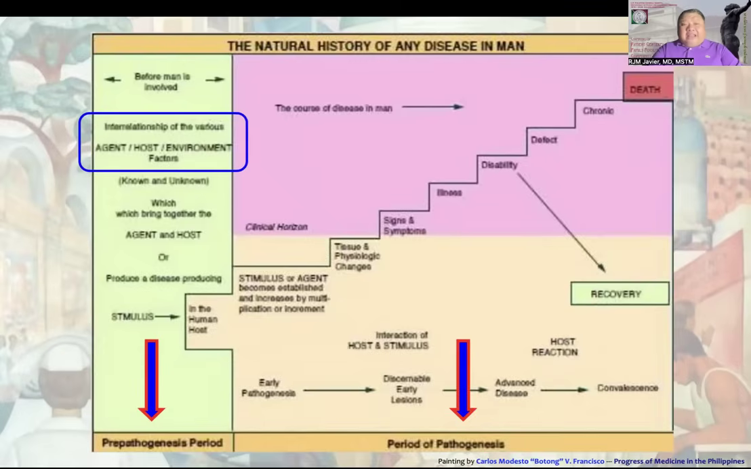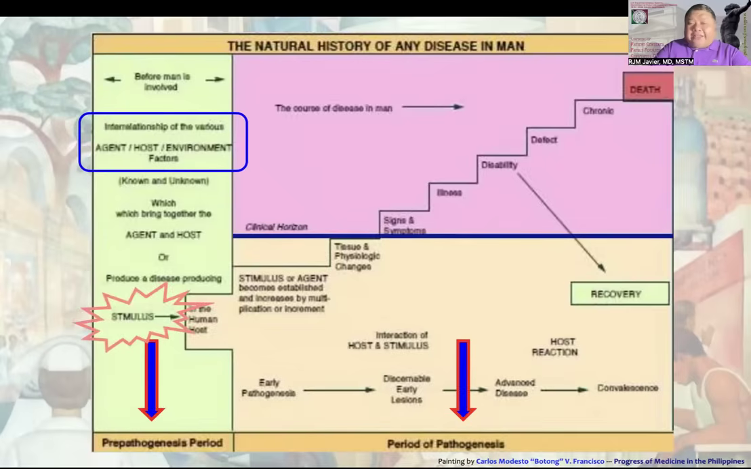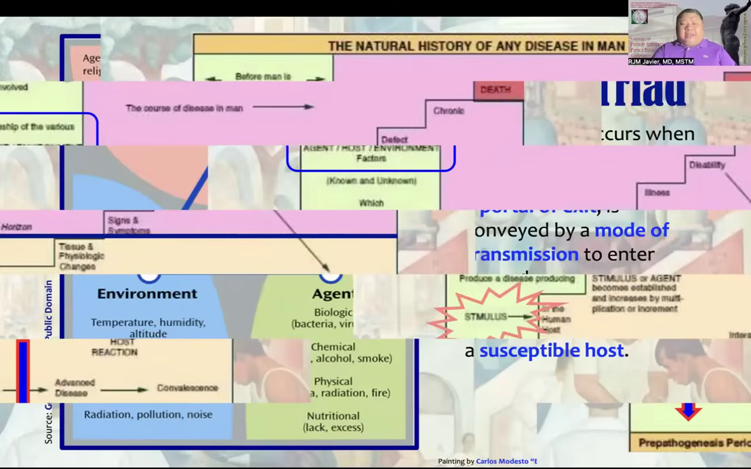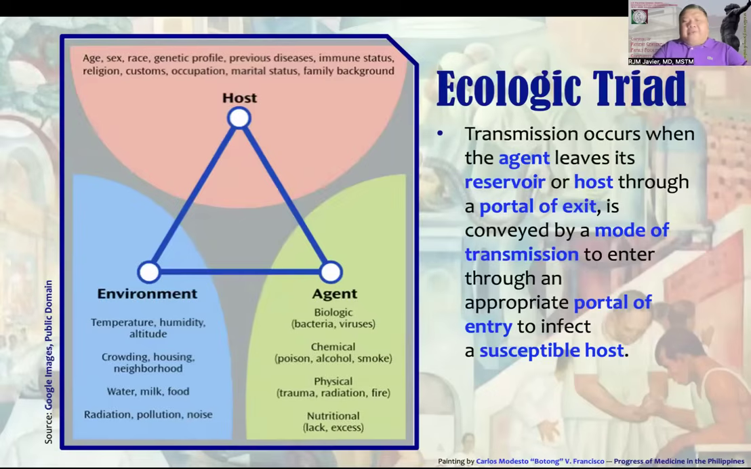It is often evident and most visible in the pre-pathogenesis stage, when there is a stimulus that will precipitate the onset of diseases. There is what we call your imaginary clinical horizon, which differentiates your prodromal or your non-specific changes from those of the overt clinical manifestations and signs and symptoms that are being documented already. So from the agent-host interaction, this is where we have the ecologic triad.